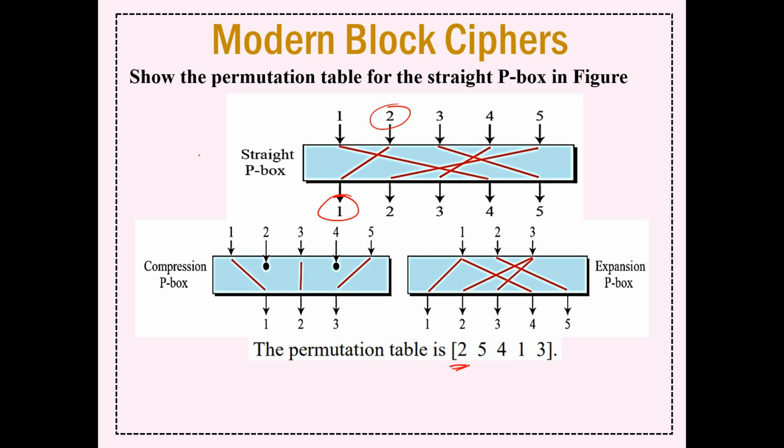Now if you have understood that, can you give me the permutation table for the compression and the expansion box? For the compression box, can anyone please tell me what the permutation table will be? Same thing: first output related to which input? Second output related to which input? Third, which one? Fourth, which one? Fifth, which one?